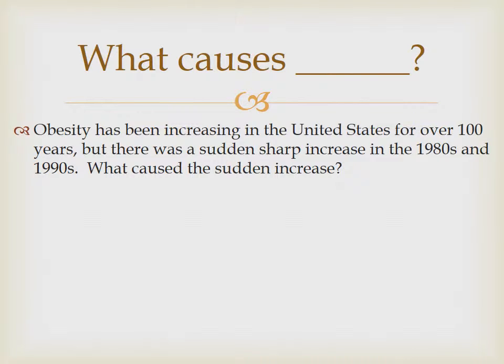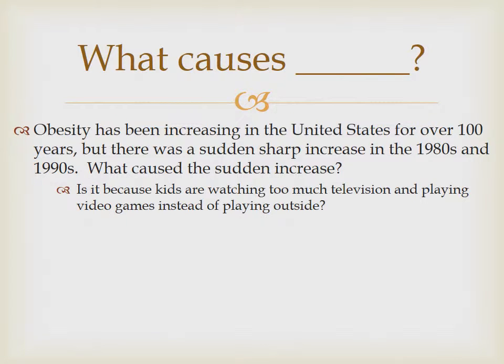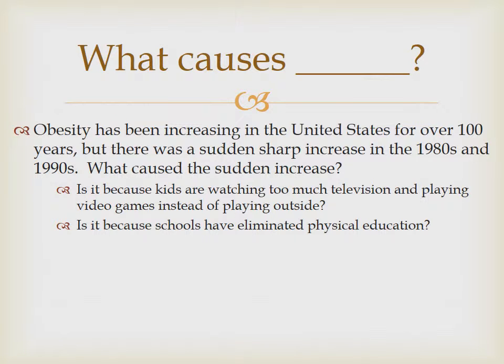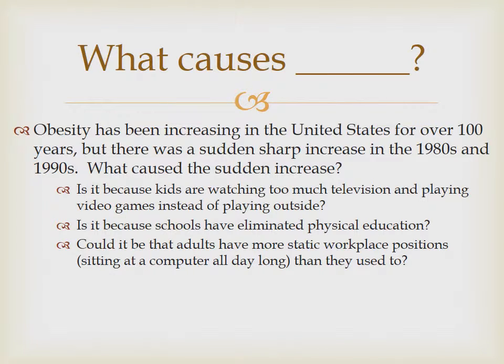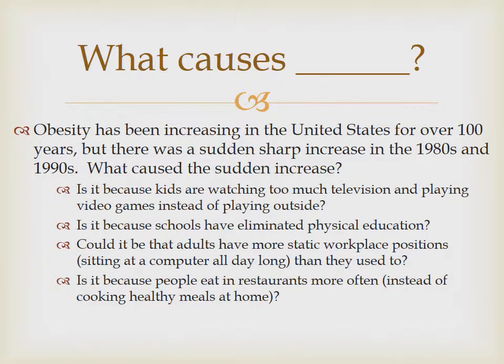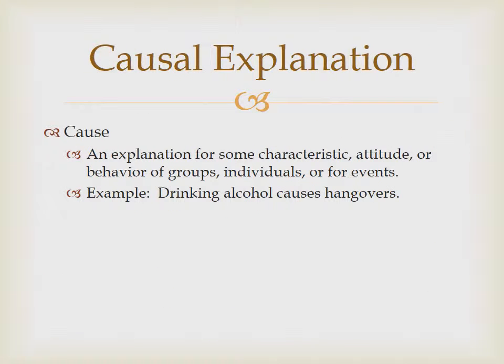As another example, obesity has been increasing in the United States for over 100 years, but there was a sudden sharp increase in the 80s and 90s. So what caused that sudden sharp increase? Is it because kids are watching too much television and playing video games instead of playing outside? Is it because schools have reduced or eliminated physical education? Could it be that adults have more static work positions? They sit at a computer all day. Or is it because people eat in restaurants more often instead of cooking healthy meals at home?